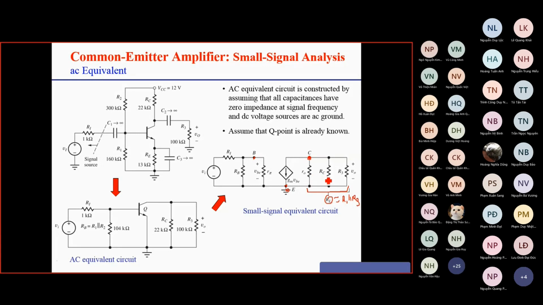But in most cases, in the biasing circuit here, the current IC is in the order of milliampere and the voltage supply is in the order of volt. So RC is in the order of kilo ohm, or at maximum tens of kilo ohm. That means it's lower than R0, so normally we can omit R0.